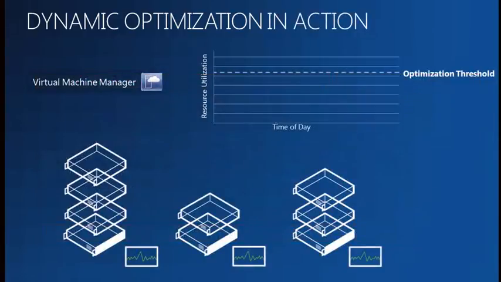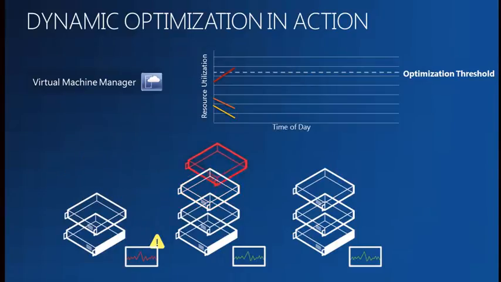Let's see how it does. So here in this graphical representation, I have a 3-node cluster and a couple of virtual machines running on them. I have set an optimization threshold. Now this optimization threshold could be CPU, memory, disk I/O, or even network I/O. For this example, let's take the CPU threshold. One of the physical hosts is showing that the CPU utilization has gone beyond the threshold. Virtual Machine Manager will trigger dynamic optimization, and it will move a couple of virtual machines off that box to the other box in the cluster where enough resources are available. This way, your cluster will automatically come to an optimized state.